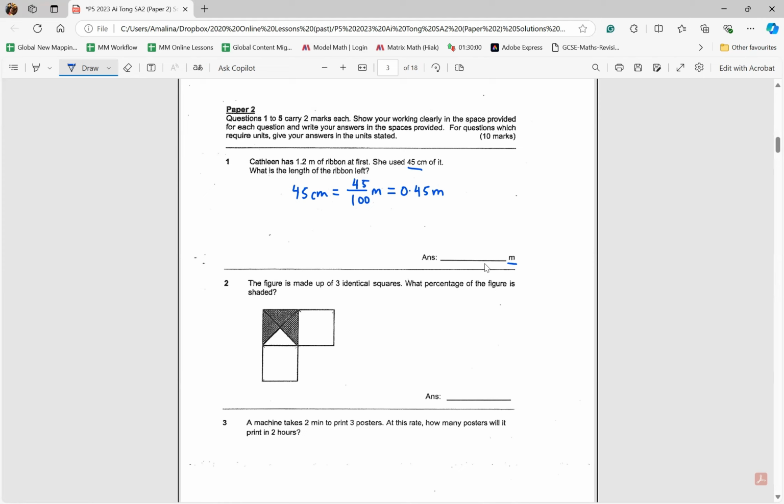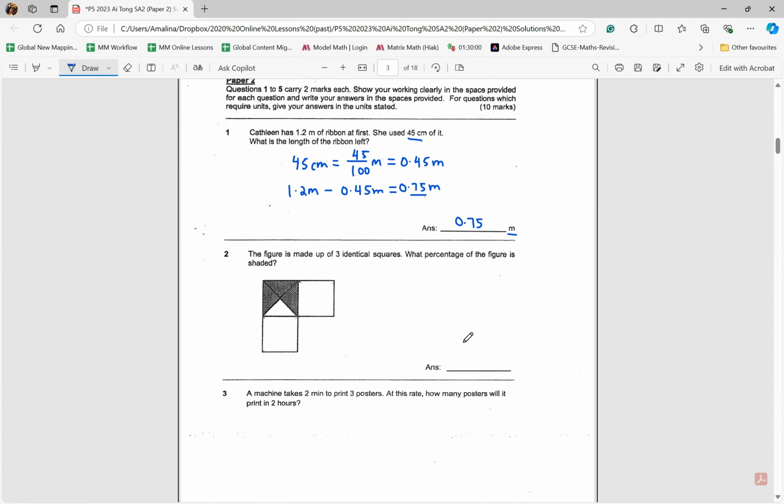Okay, then I will take my 1.2 minus my 0.45. I'll get my answer, 0.75 meters. So very straightforward for question number 1.